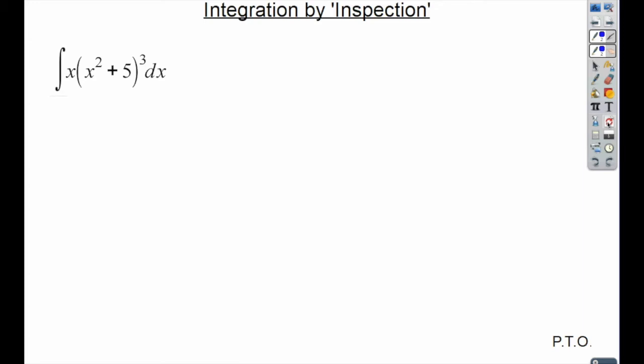Now the thing to realise is that you don't expand the brackets with these questions. Okay, because the power could be something like 7 or 9 or 11 or something like that. No, the thing to do is not expand the brackets, but try and consider an alternative method.